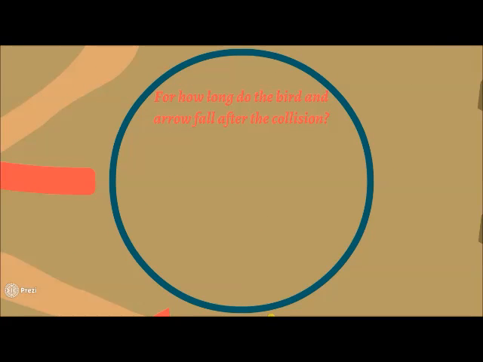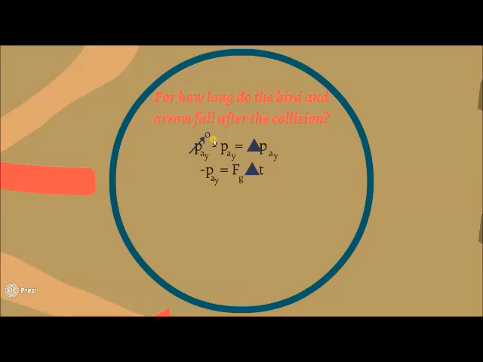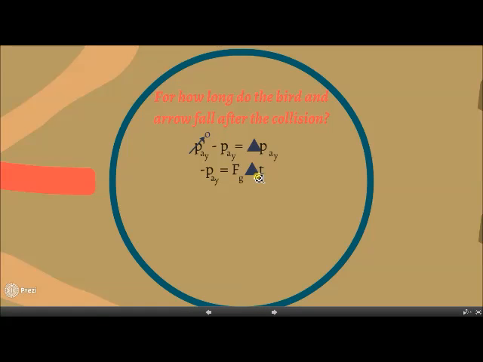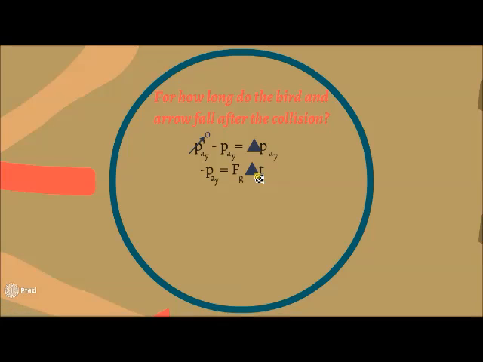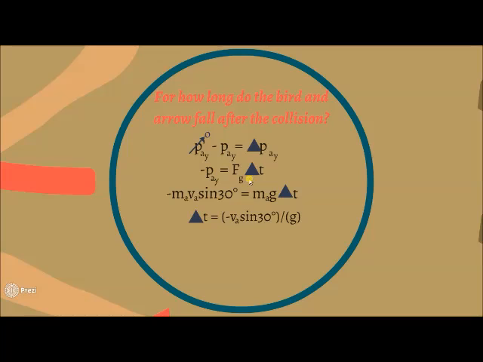For how long do the bird and arrow fall after the collision? For this, we can look at the vertical impulse applied to the arrow by gravity. As it hits the bird, the vertical momentum is 0. Impulse is the change in momentum as well as F net times the change in time. In this case, the only force acting on the arrow is the force of gravity. Sub in the known values and solve for the change in time.